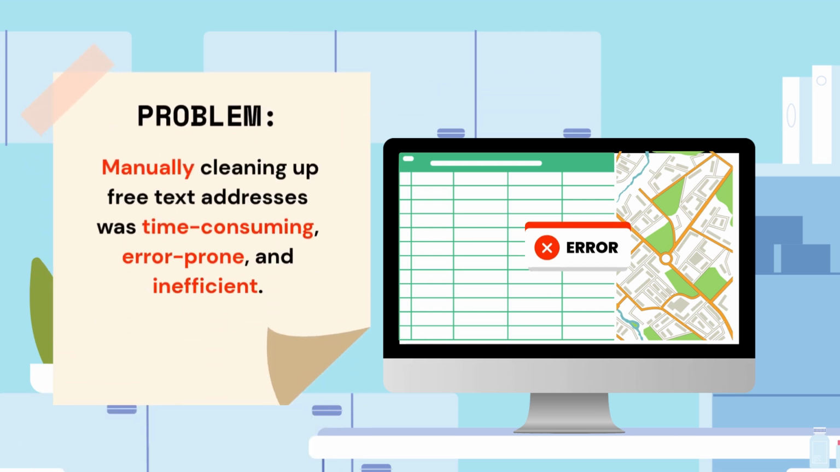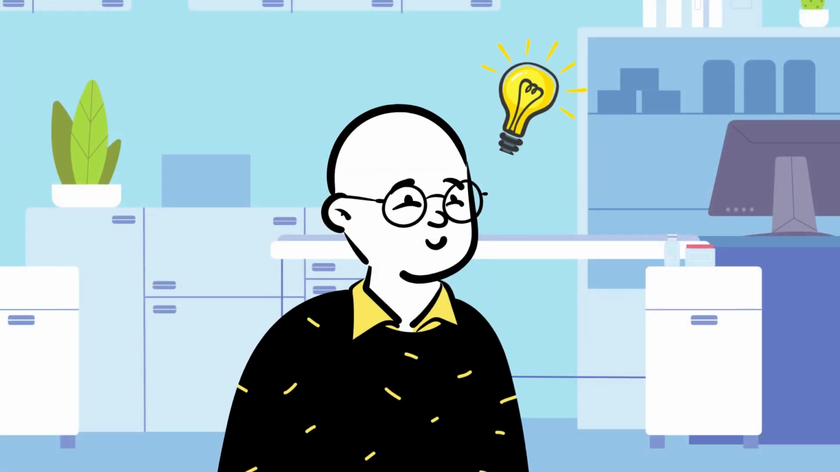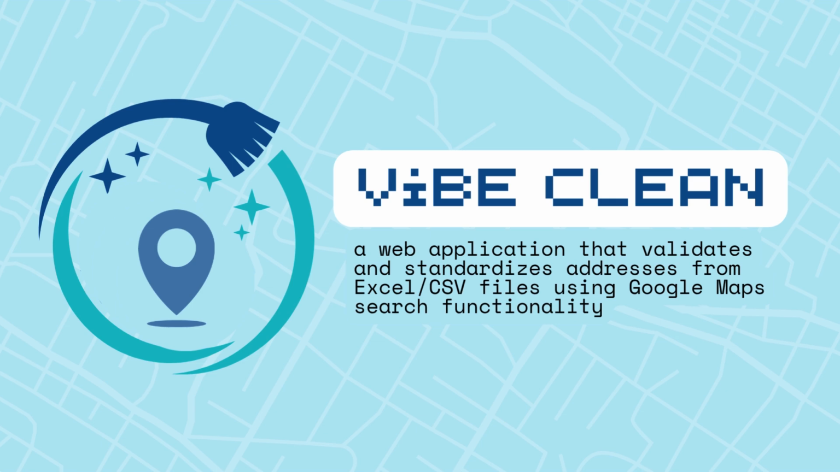The main problem was manually cleaning up free text addresses. It was time-consuming, error-prone, and inefficient. I needed an automated solution to standardize and validate addresses. That's when I decided to build VibeClean, a simple web app that utilizes Python to validate and standardize addresses from files using Google Maps search functionality.